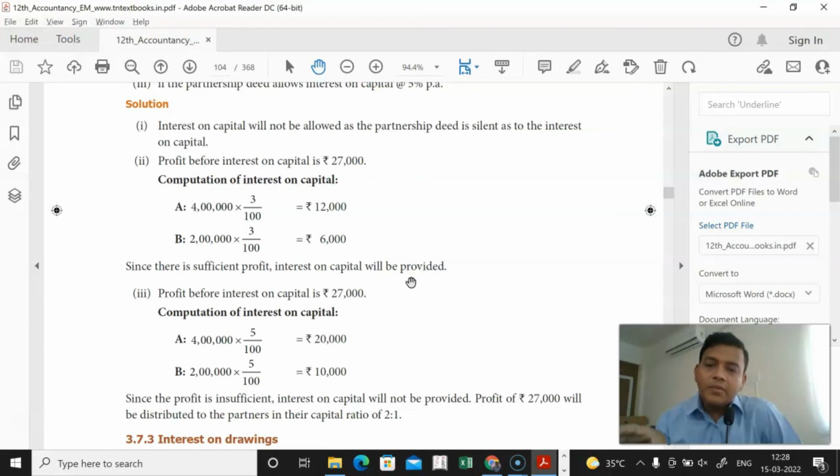At the point when the profit is insufficient, the interest on capital will not be provided, and the profit of 27,000 alone will be distributed. I repeat, only 27,000, because only that much profit is available for distribution. That will be distributed in the capital ratio. Don't distribute in the profit ratio, but in the capital ratio. Please don't forget. So when the profits are insufficient for paying the interest on capital, then whatever profit is there will be distributed in the ratio of the capital.